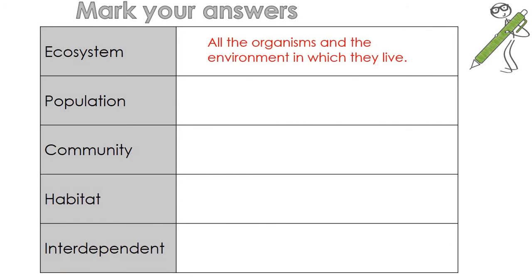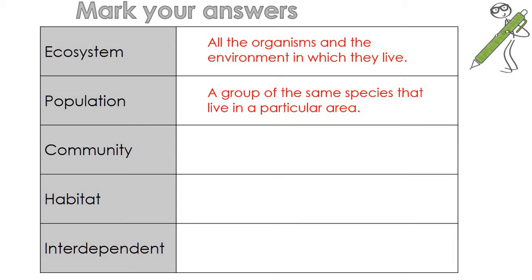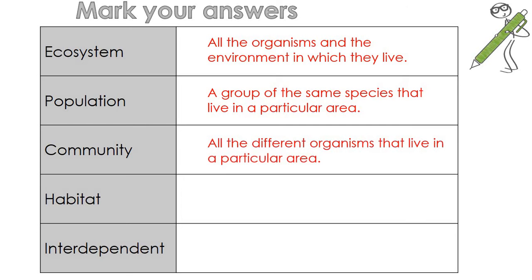So in terms of our key definitions, ecosystems are all the organisms and the environment in which they live. The population is a group of the same species that live and interact in a particular area. And community are all the different organisms that live in a particular area. So we'll have a population of the same species, and if we have several populations of different species interacting together, we call that a community that then, of course, live in a habitat.